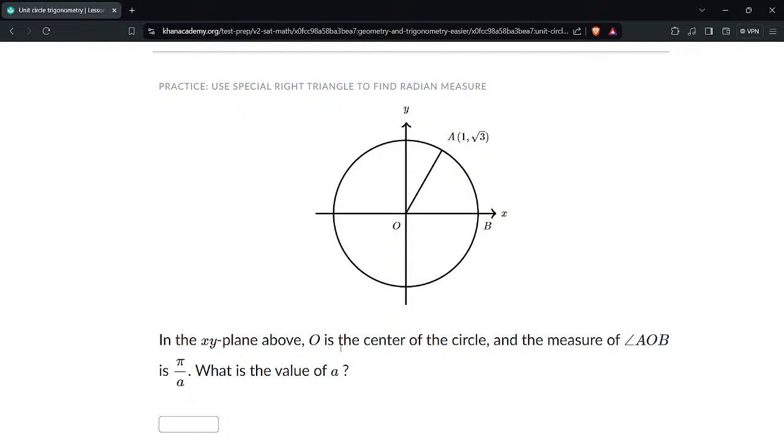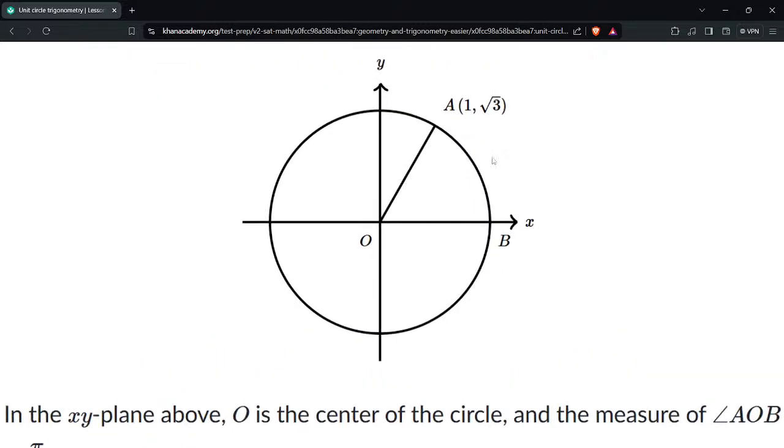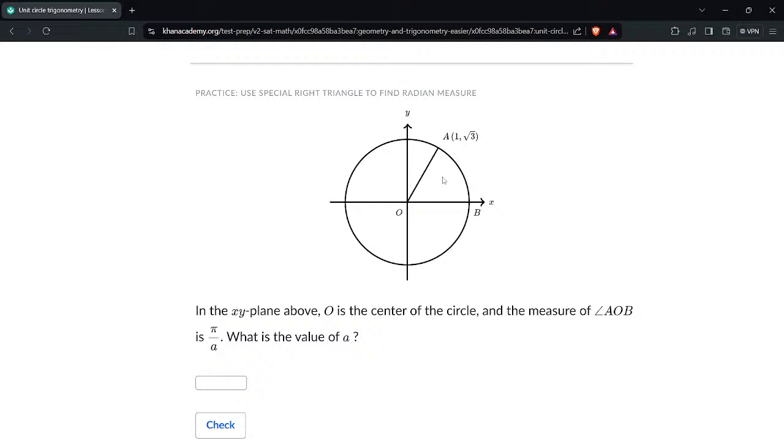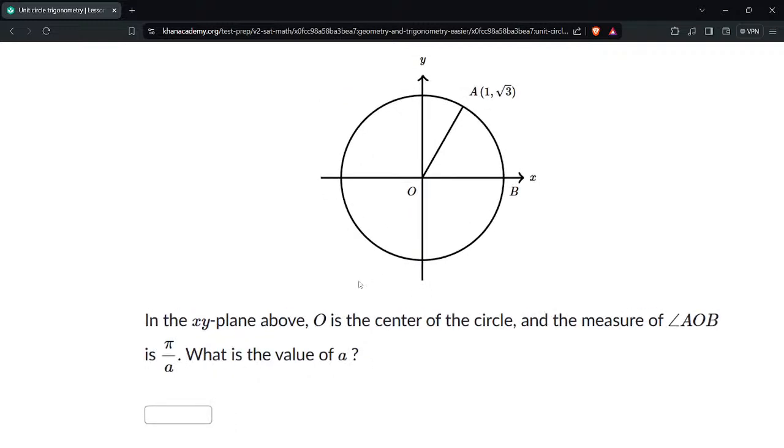Okay, we just had a circle. The measure of angle AOB is x by a. What's the value of a? AOB is, I guess it's root 3. X by a. So, what's root 3?